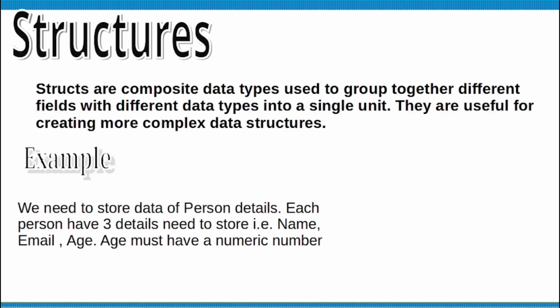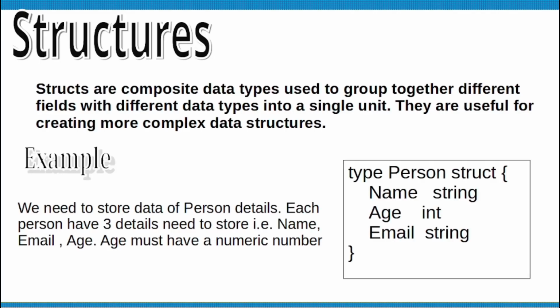So let's take a simple example without confusing you guys. We need to store data of a person. Each person has three details to be stored: name, email and age. Age must be a number, so it only keeps the years, not the months. That is what I understood from this statement. So how do you define the person structure in the Go language? We use the type keyword, and after that the data type name, whatever type name you want in your programming language. Like we have integer, string, so we can go with person.